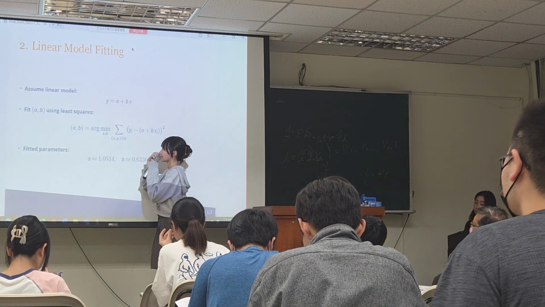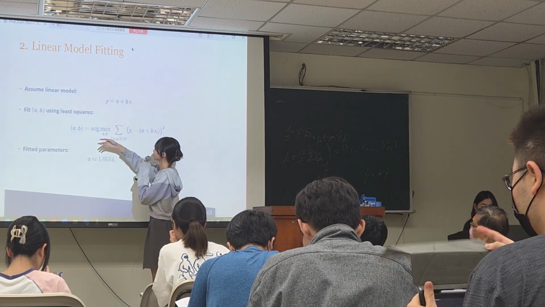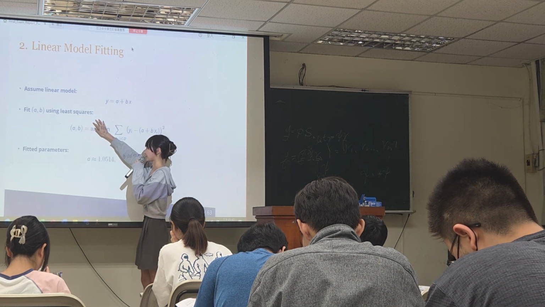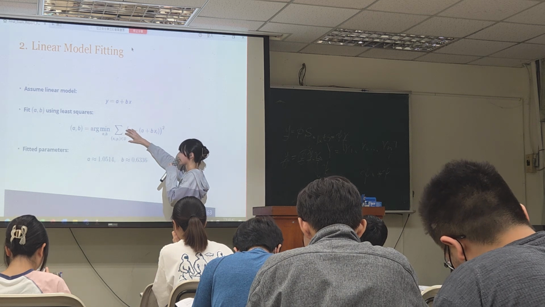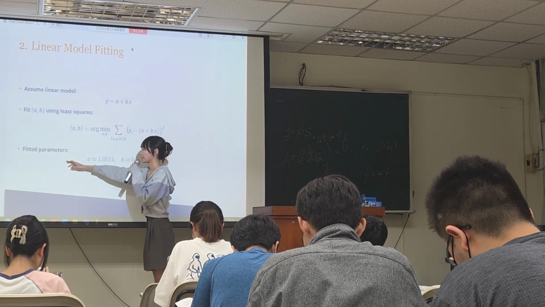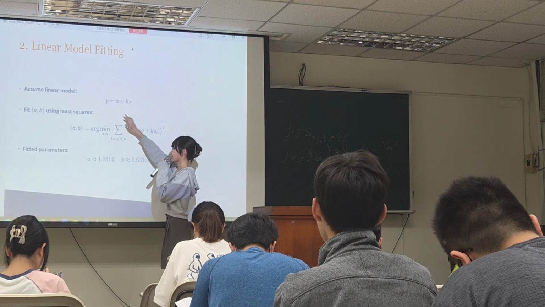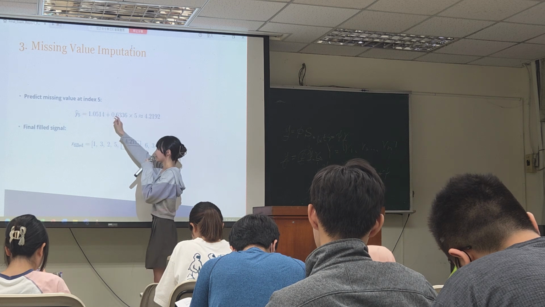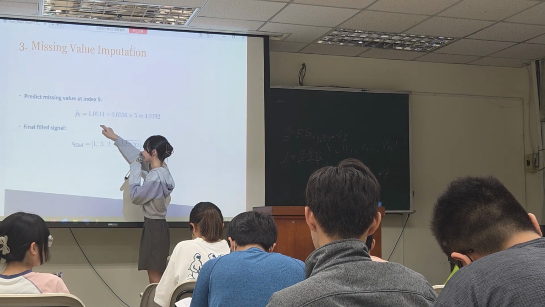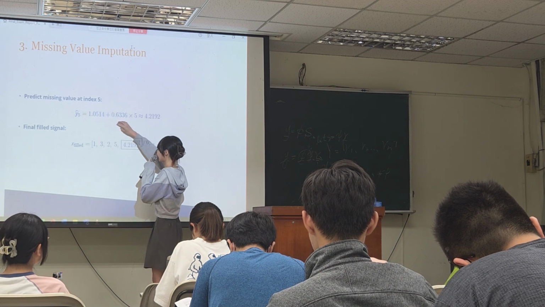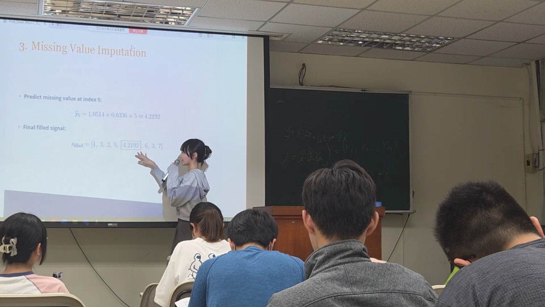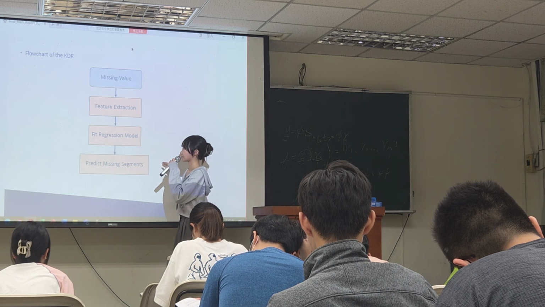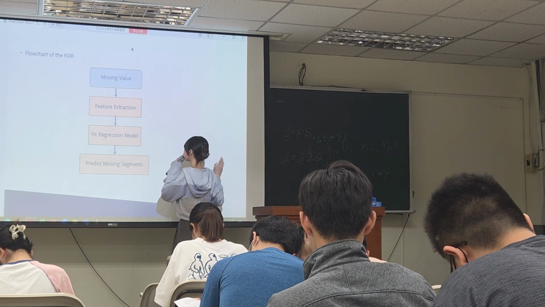We impute using linear model fitting. Here we use least squares, whose formula can calculate the A and B parameters. So we can get the completed formula. Then we substitute 5 into the formula, and we can get the missing value, which is this. And this is the flowchart of the KBR.